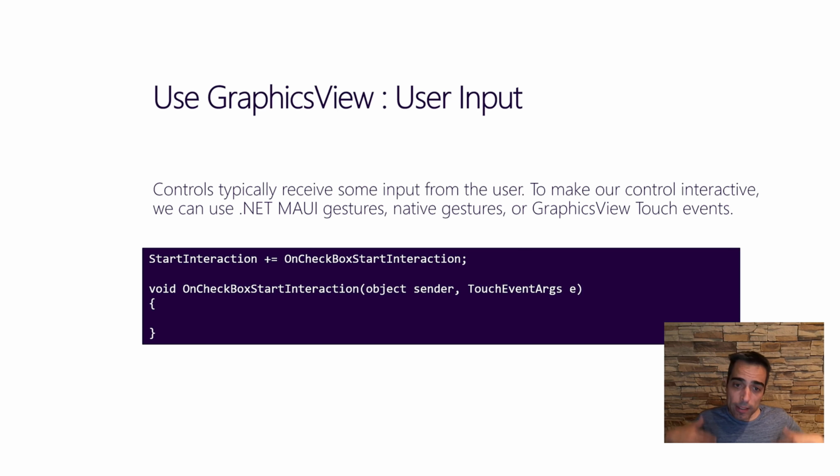But to create controls, we also need some kind of manipulation. We need to manage the user input, and to do that, the graphics view controls expose all the main touch interactions with the control in an easy way. For example, we can detect when an interaction is starting, so when the user is pressing the control, with the start interaction method, where we are going to receive the touch event argument that will contain information about the touching points, where the user is touching, if he's touching with the fingers, etc.